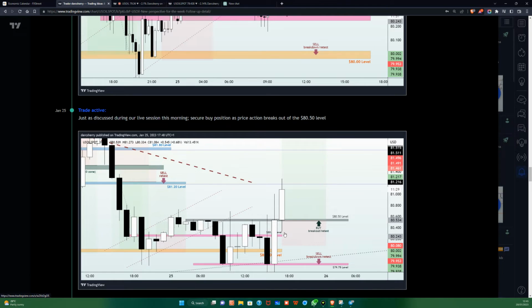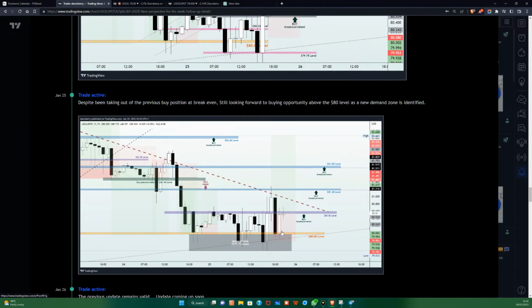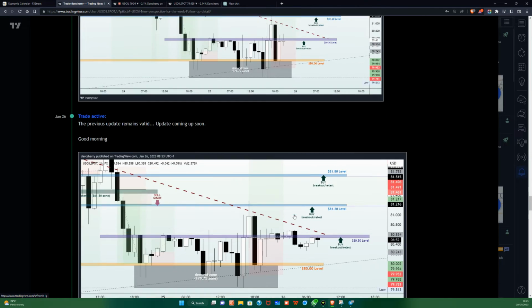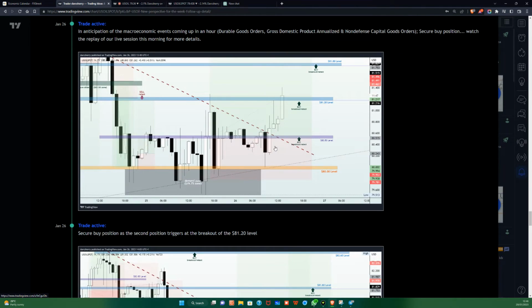Though it appeared to be a false breakout as price action dropped further down into our entry point, we continued to wait for a buying opportunity above the $80.50 level. And this happened after about 10, 12 hours. We joined the move to the upside.